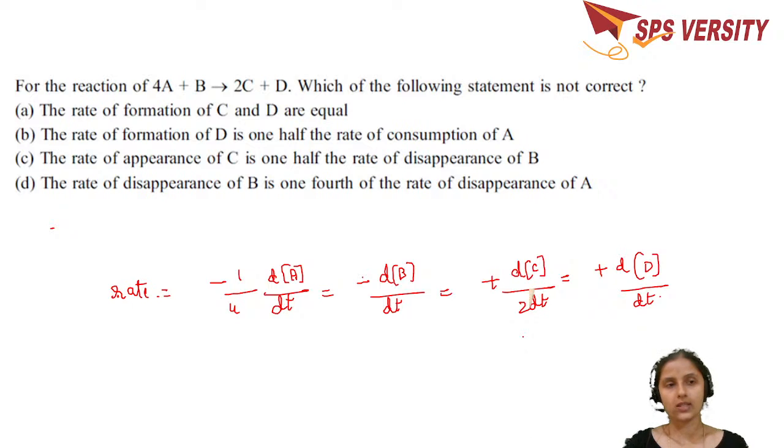We'll see all the options available. The rate of formation of D, that's this one, is 1/2 the rate of consumption of A. And the rate of appearance of C is 1/2 the rate of disappearance of B. The rate of disappearance of B is 1/4 the rate of disappearance of A.